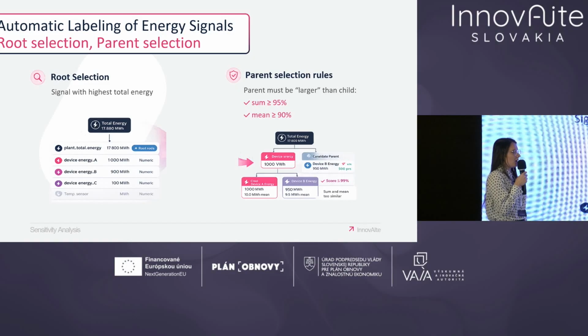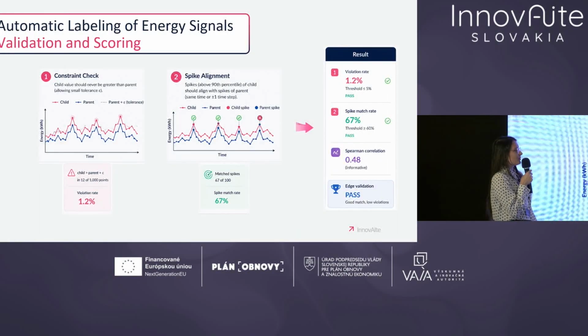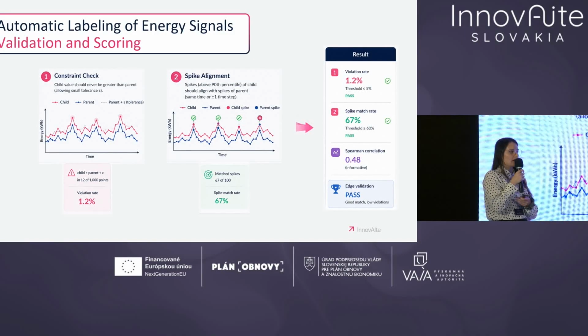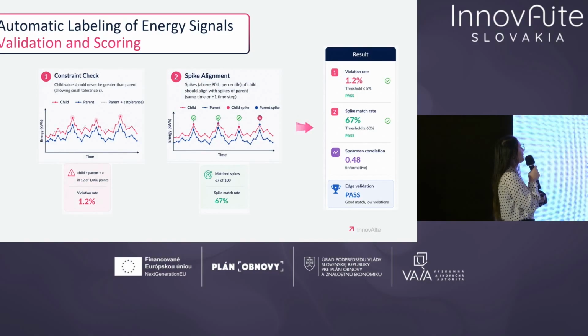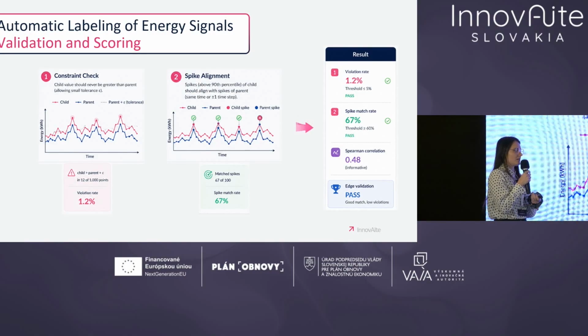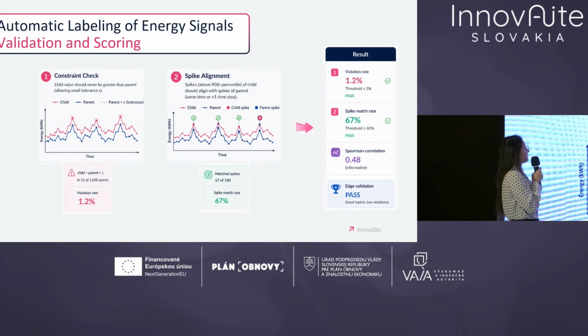Then we create pairs, like a parent and child system. The parent mustn't be smaller than the child. So we are summing and we are also making an average. And once we pair it up, we validate whether these pairs make sense and are trustworthy. I use 3 different metrics to do so. Not all of them have the same coefficient in my scoring.